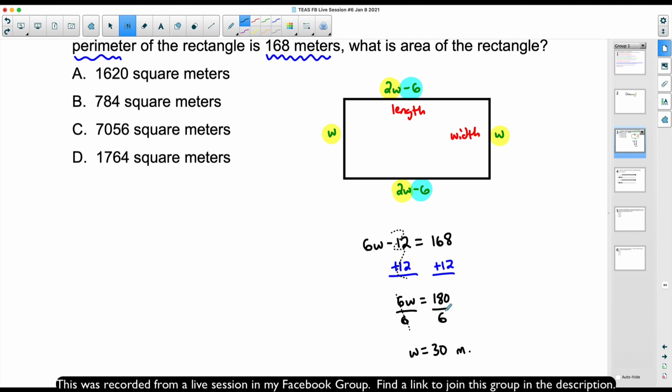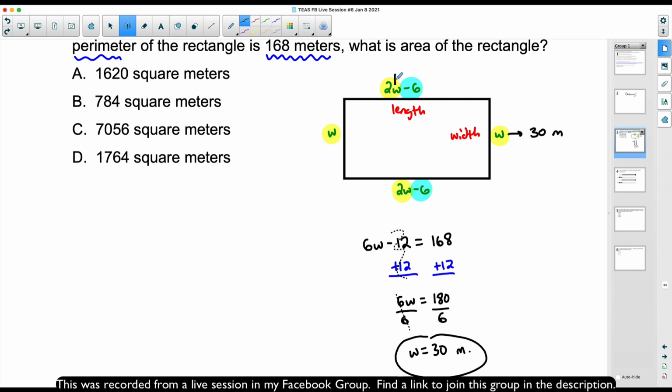Well, what was the question asking? It says, what is the area of the rectangle? Well, we know the width is 30, so this is 30 meters. And what do we know about the length? The length was 6 less than twice the width. Now remember, we just found W. We said W is 30.